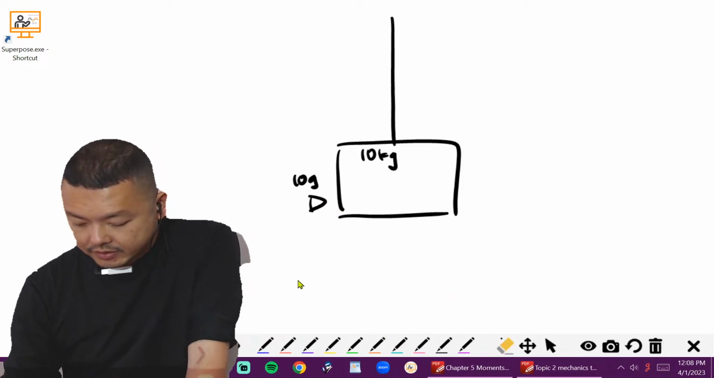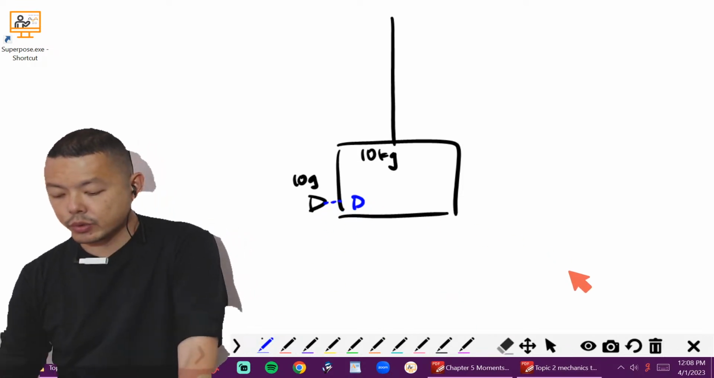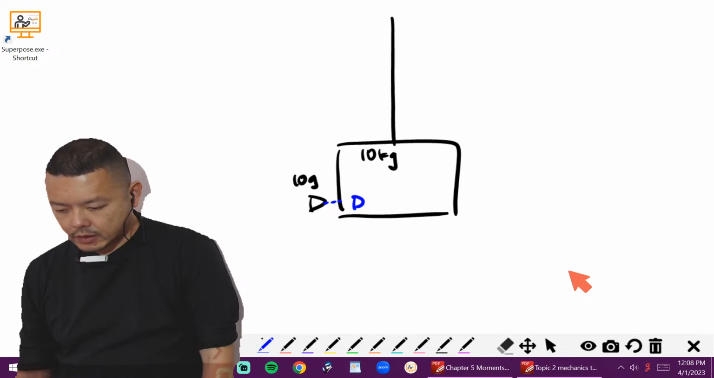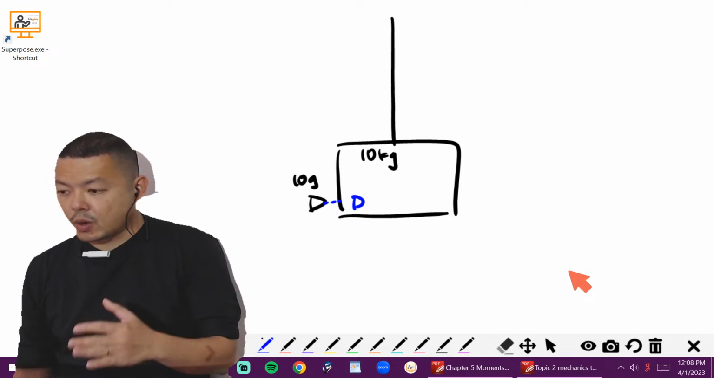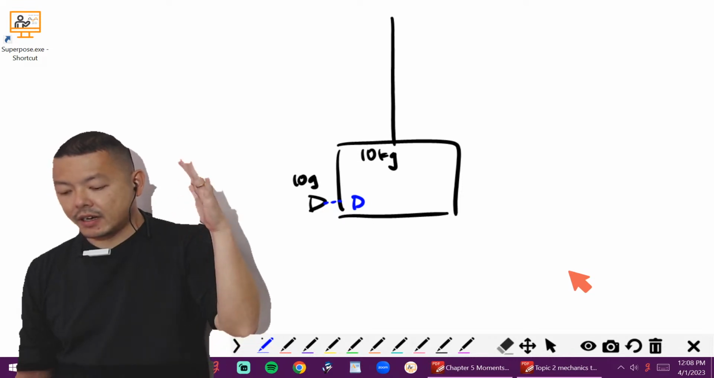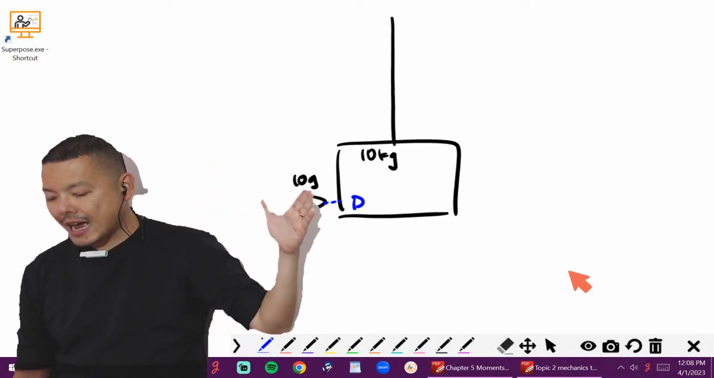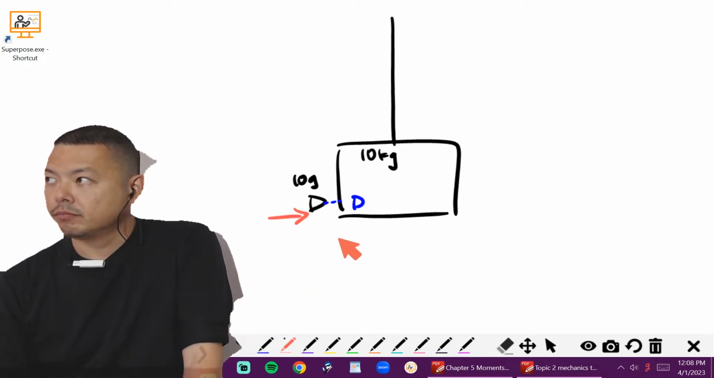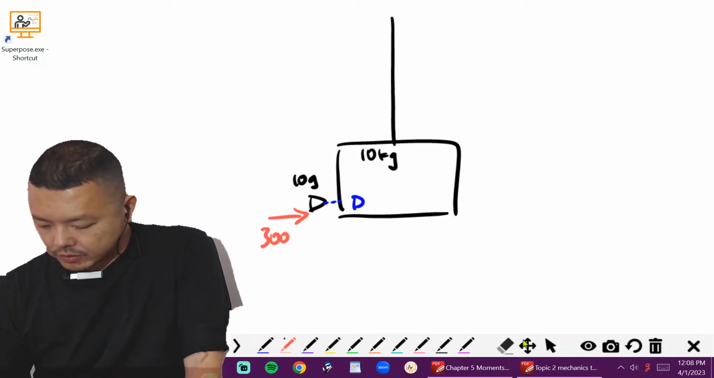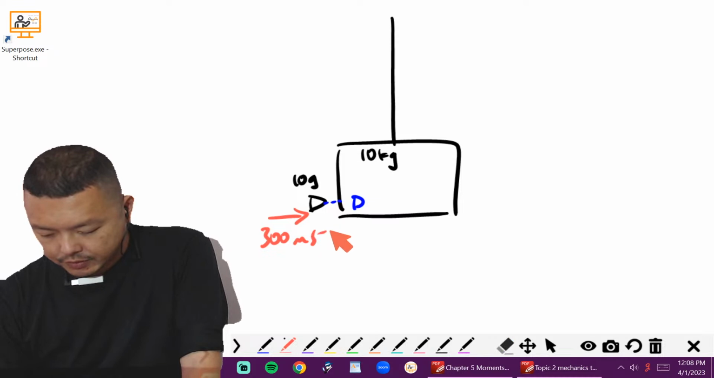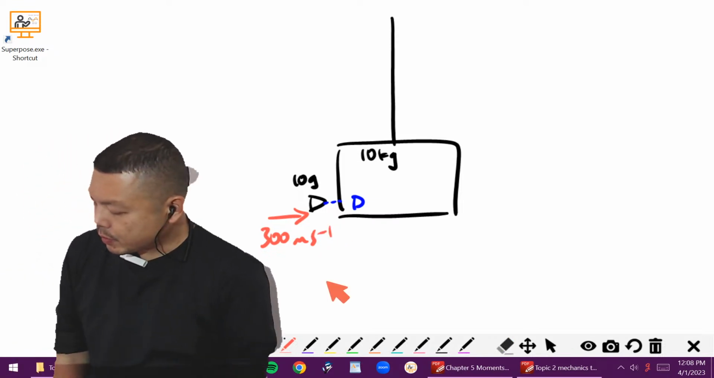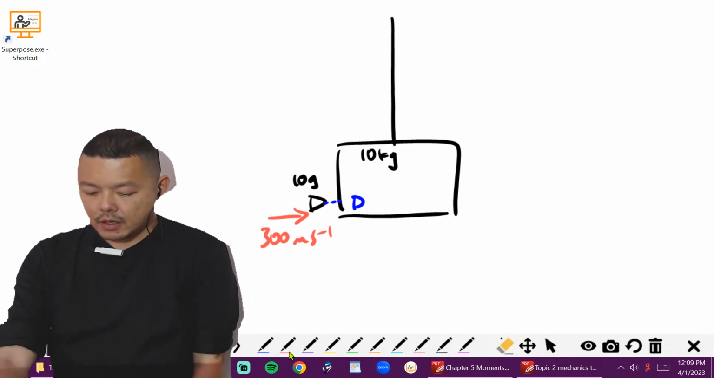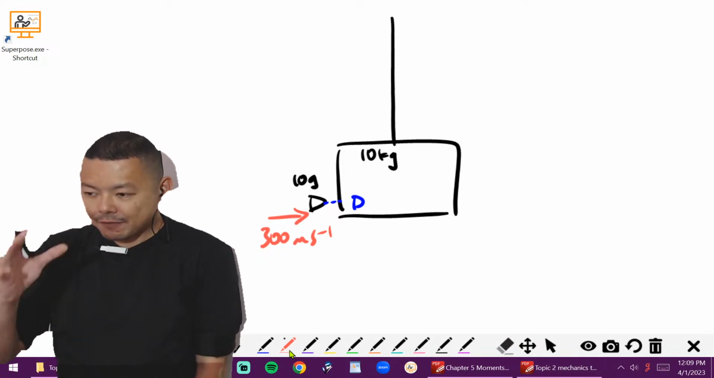The bullet enters and gets embedded into the wooden block like this. The question is this: what is the speed after impact? Given that the bullet is moving at 300 meters per second. That's the speed of sound, right? Okay, that's fine. Let's say it's moving at 300 meters per second. What is the final speed after impact?